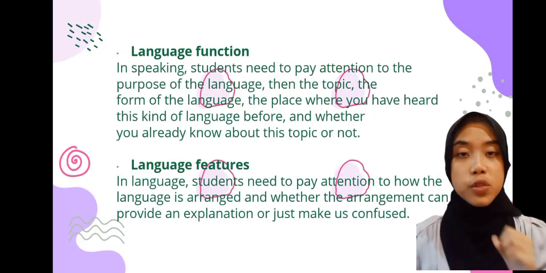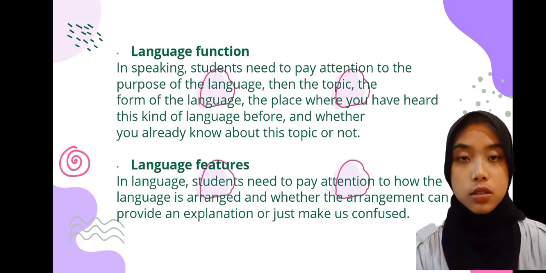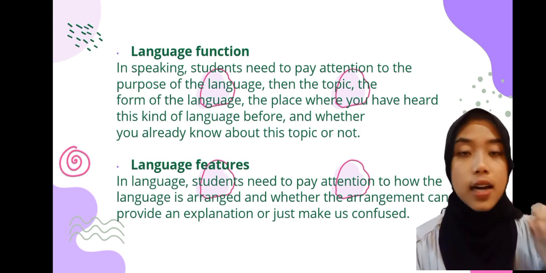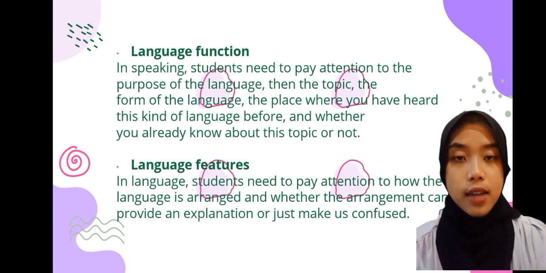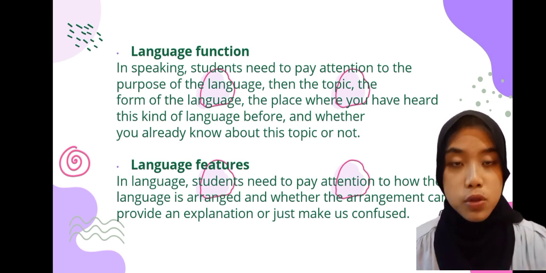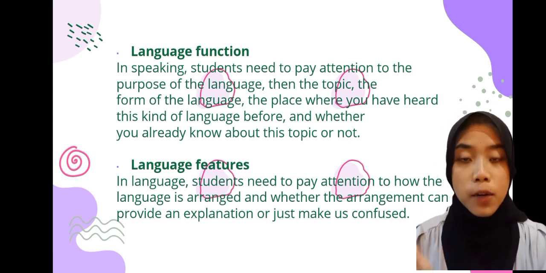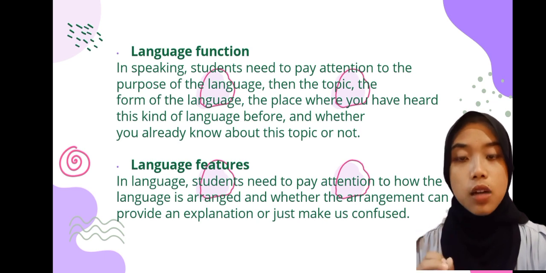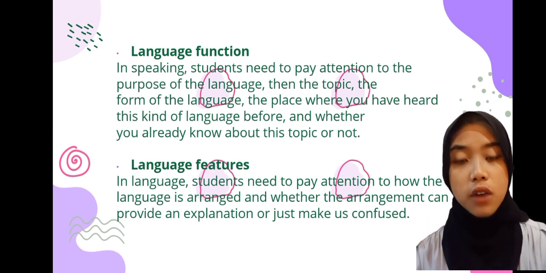Language features. In language, students need to pay attention to how the language is arranged and whether the argument can provide an explanation or just make you confused. The types of sentence selections and vocabulary are also important to note, as well as how many times speakers repeat keywords and how they position themselves in front of the audience.